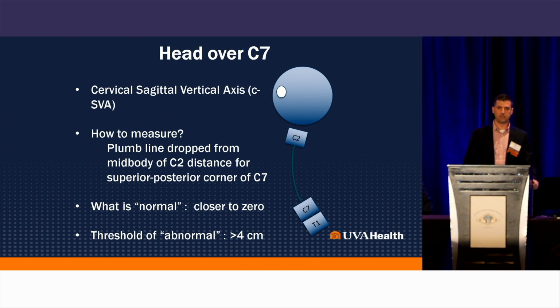You want to keep your head over C7, so we want to look at the cervical sagittal vertebral axis. Very similar to the sagittal vertebral axis looking at C7 over the sacrum. You're going to drop a plumb line from the mid-body of C2 and measure it to the back superior corner of C7. One of the issues is we don't really know what normal is yet. I think with global spinal alignment, we have a little bit better assessment of age-matched normal. Cervical spine, we're not quite there, but closer to 0 is better. And we have pretty good evidence to show that anything greater than 4 centimeters is our threshold for abnormal.